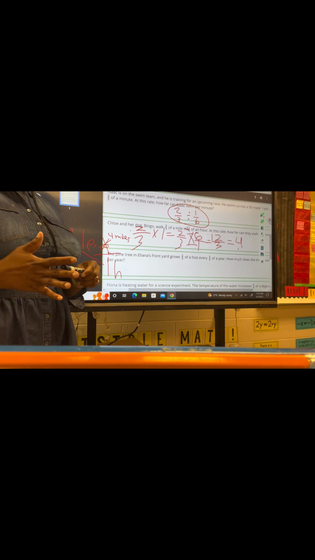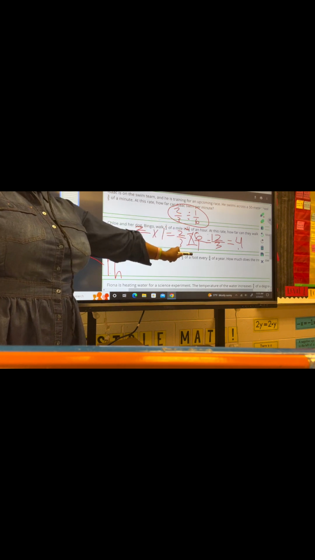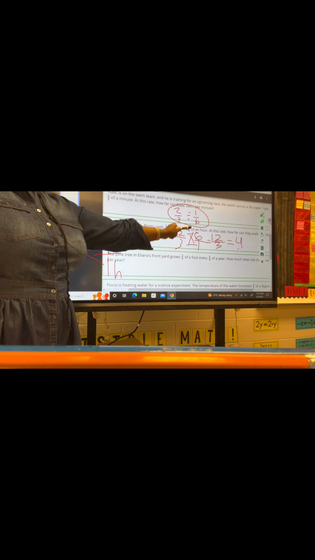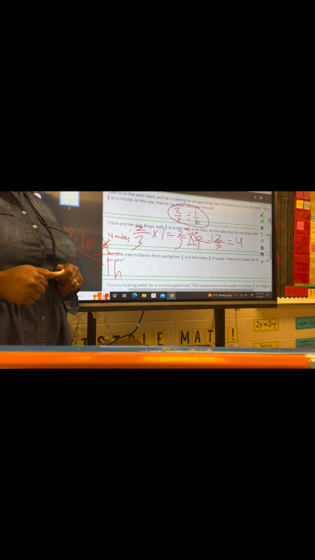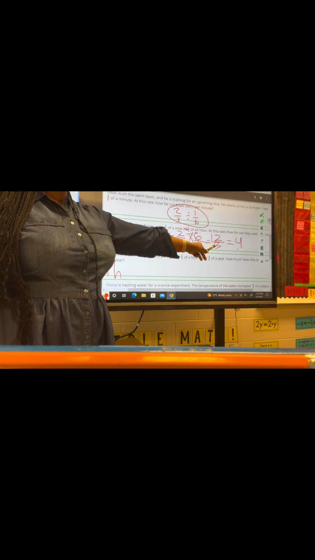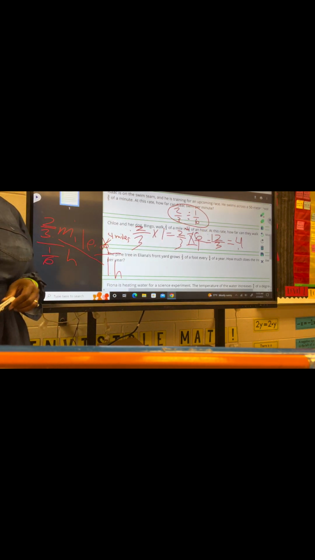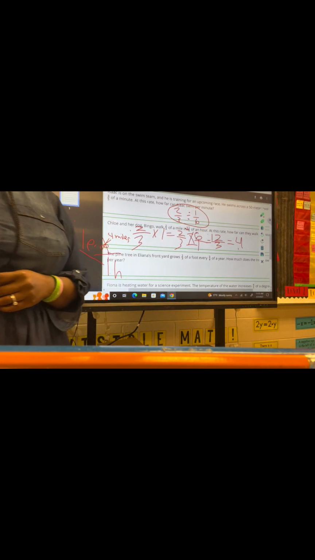We know we can't divide fractions. He stayed, changed, and flipped. That's how he got 2/3 times 6 over 1. He multiplied straight across. And his final answer, he reduced this. 12 divided by 3 is 4. 4 is his answer. Chloe and her dog can do 4 miles per hour.